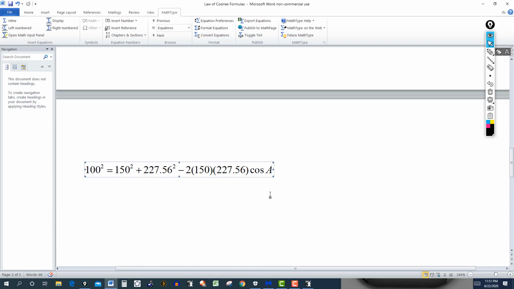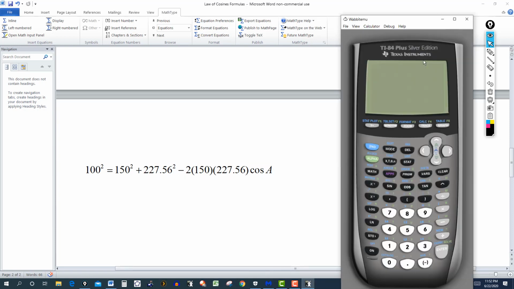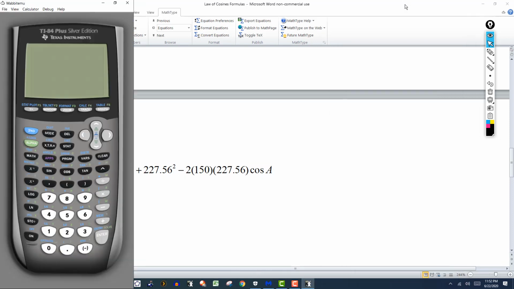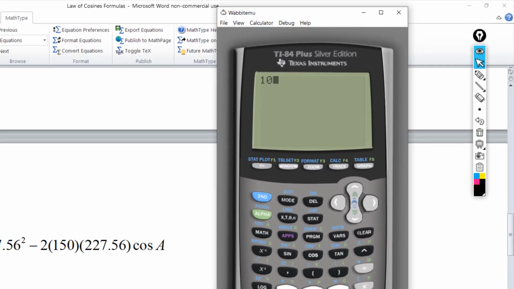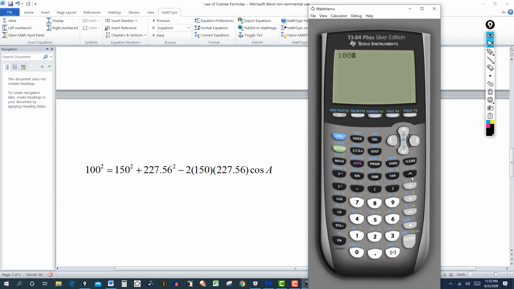Now it's just a matter of actually computing this out. We're solving for angle A. So what we want to do first is find cosine of A. Cosine of A equals what number? Then we take the cosine inverse of that and we get the angle. Okay, so let's take the calculator and do it this way. (100) quantity squared.